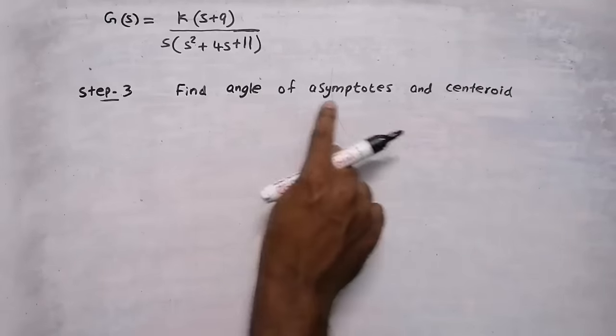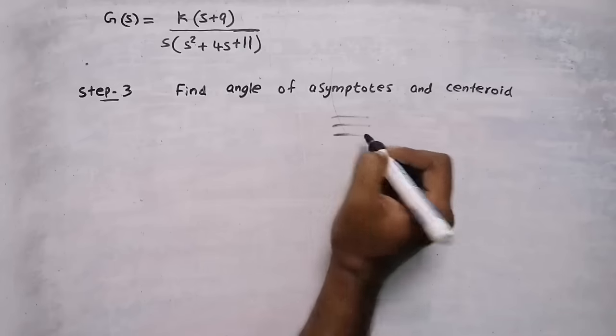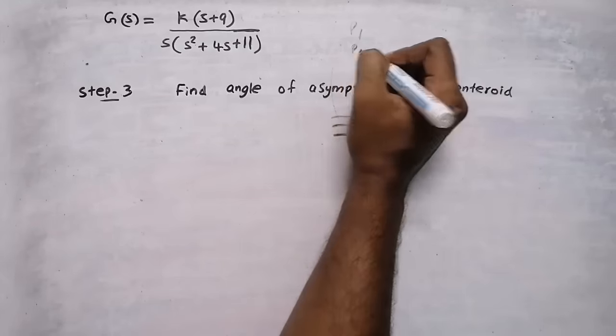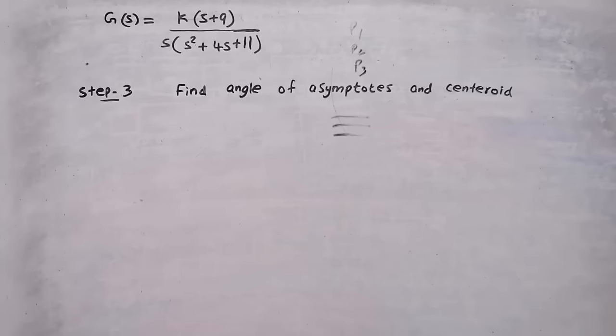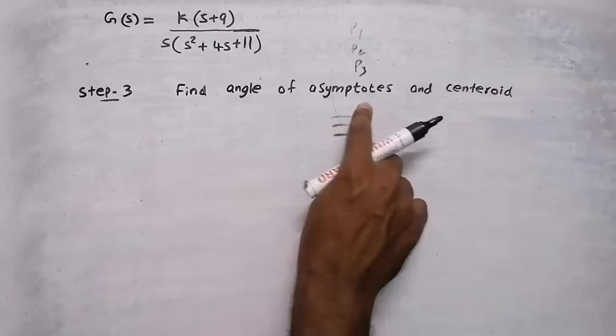What do you mean by angle of asymptotes? What do you mean by asymptotes? Asymptotes are just straight lines. Here we got 3 poles, P1, P2 and P3. Therefore, there will be 3 asymptotes. Now, what is centroid? Centroid is the point from where asymptotes start.